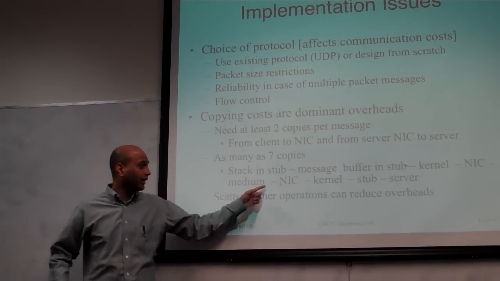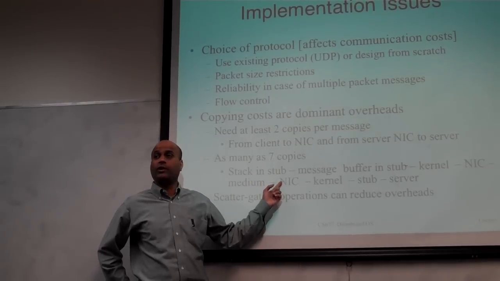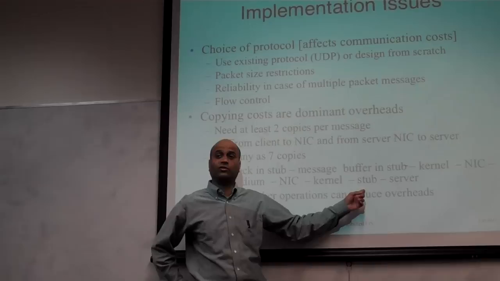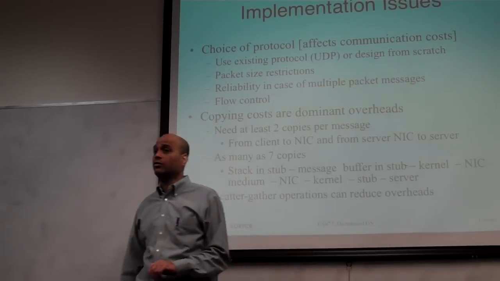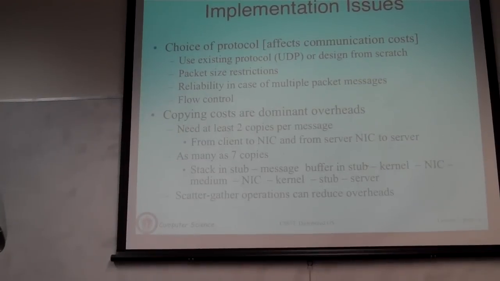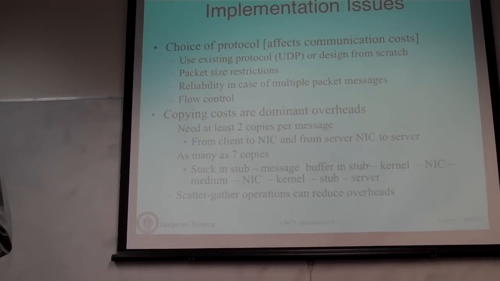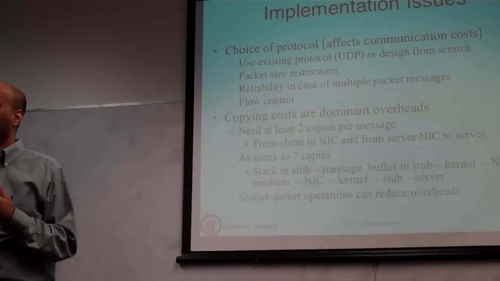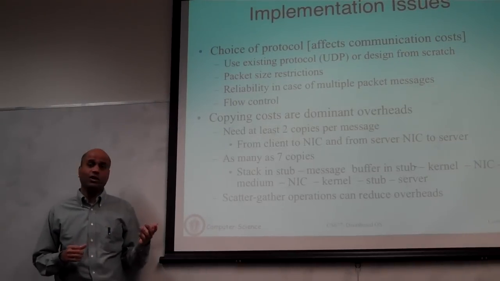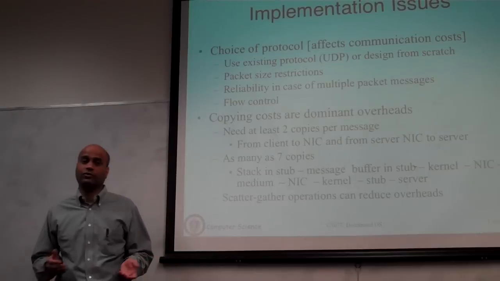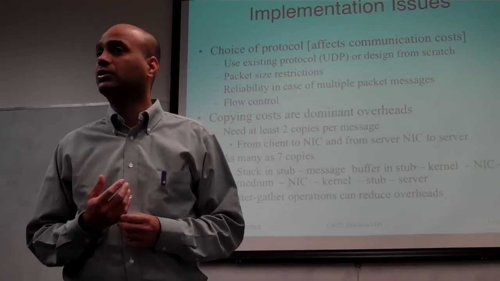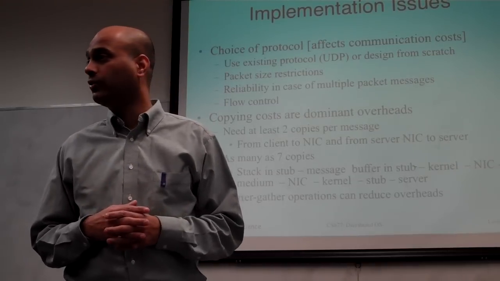And at the other end, when it comes from the medium, you copy it into the card's buffer. From the card you give it to the kernel buffer. From the kernel buffer you give it to the stub. From the stub you give it to the server. So there's a lot of data copying involved. The more arguments you have to pass back and forth, the more the overhead, because there are several copies you have to make, and memory copying can add up in terms of overhead. It's relatively fast, but if you have to do 7, 8 copies for every message that's going out, if you have to pass long arguments or some such thing, you are going to pay the price in terms of performance.